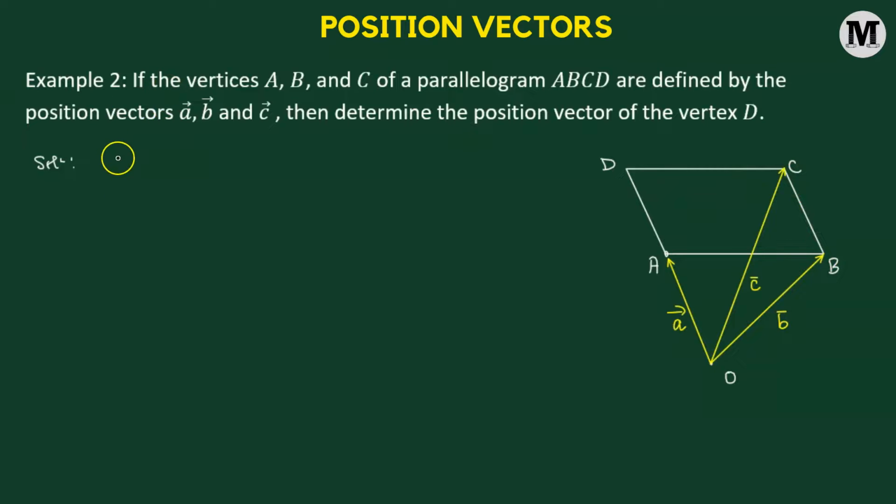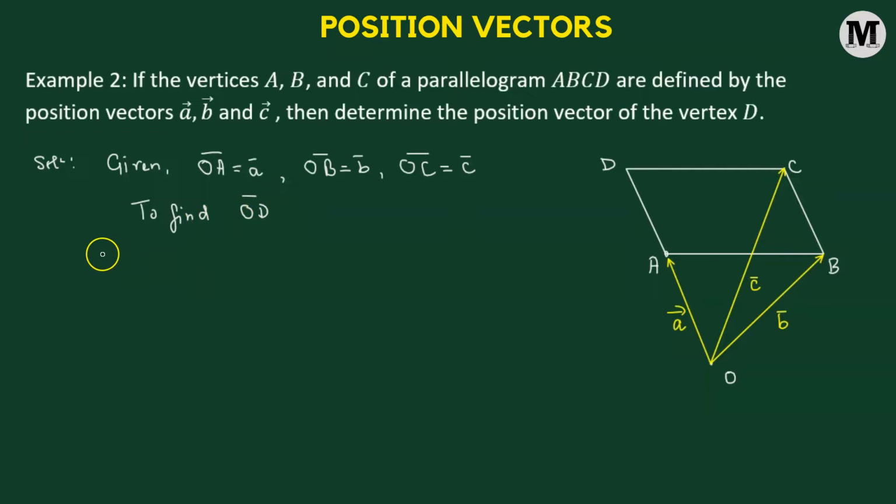Okay, so let's note down the given information. So here we have the position vector OA, which is defined by A vector. Then the position vector OB is given as the vector B, and the position vector of the point C, that's defined by the vector C. Our goal will be to find the position vector of the vertex D. That means we need to find OD vector.